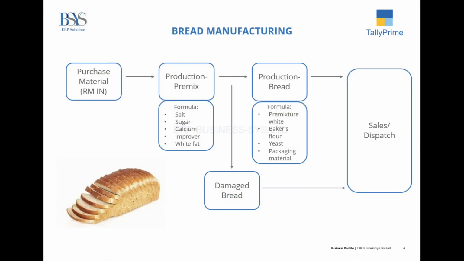This is the process of producing bread. It starts with the purchasing of raw materials, followed by making the mixture. You can define a formula in Tally of salt, sugar, calcium, and improver. Then the production of bread, where you can also set a formula of flour, the pre-mixture, and yeast.